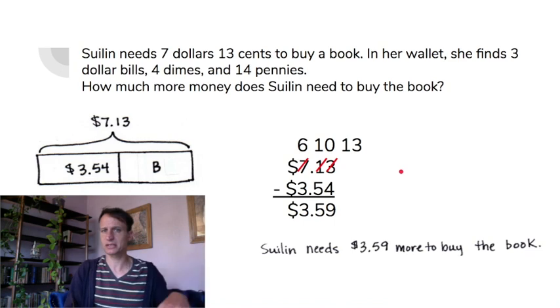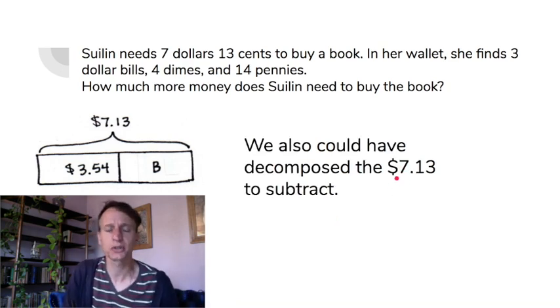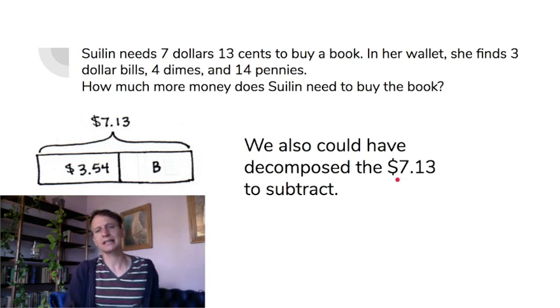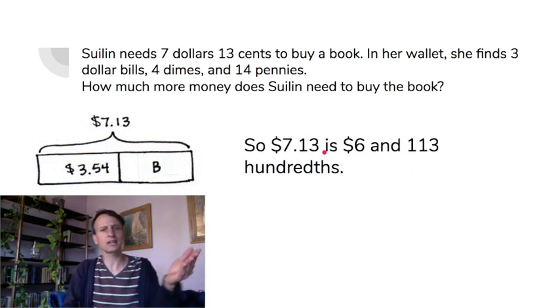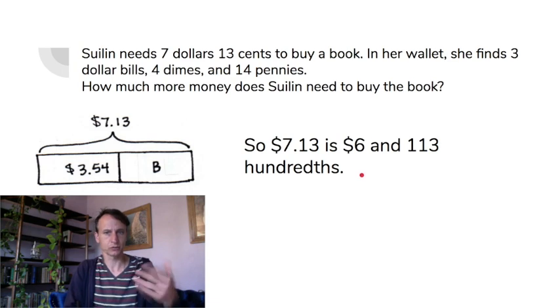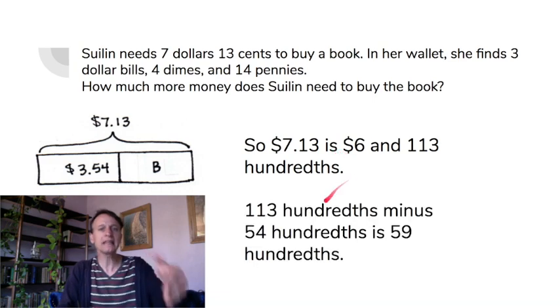We added two things, we subtracted two values. One-step problem so far. You know it always gets more complicated. I do want to look at this one again, though, to show you another way of thinking about this. We could have taken that $7.13 that she needs to buy the book and decomposed it as a method of subtracting. So it's $6, 113 hundredths, or cents, right? All I did was take one of those dollars and convert it to 100 pennies. Got that. So now you could subtract without the regrouping so much.